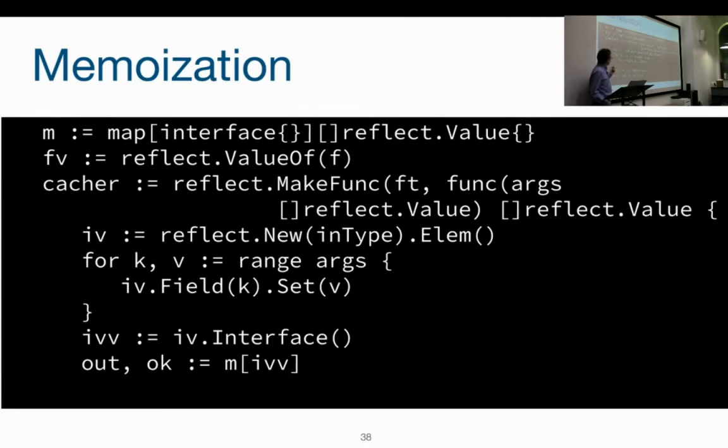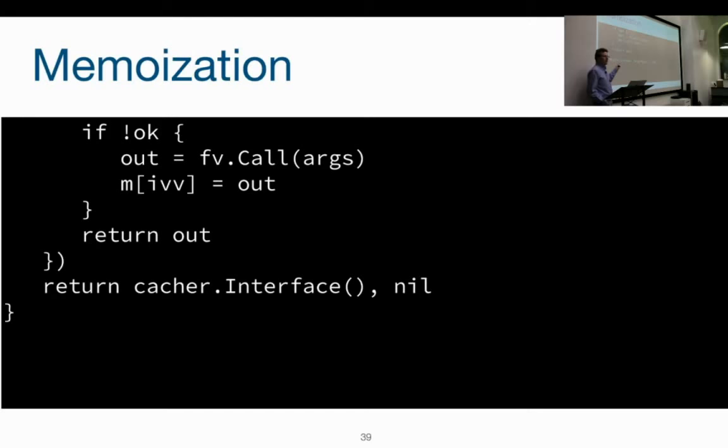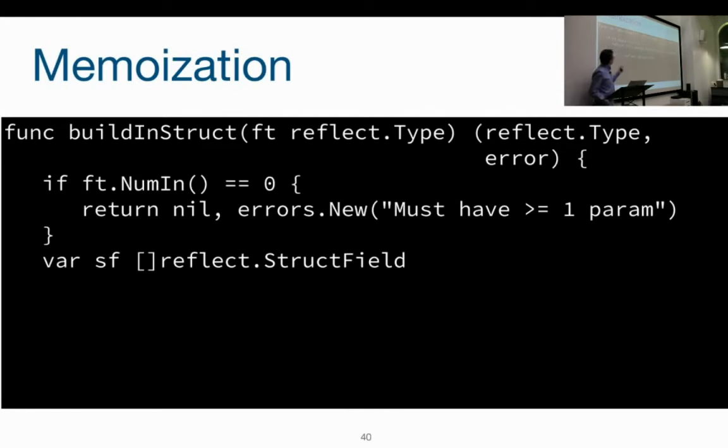And inside of our closure, we use our new type, generate an instance of it, and we walk over the arguments that were passed in, and we set all the fields on it to build our struct's fields up. And then we turn it into an empty interface right here, and we check our map to see if it's already in our map. If the output parameters are already there, we just use the comma-ok idiom and go. And if it's not there, we actually call the function and store the values in the map. And then from inside of our closure, we return the output values. And then we return back from the actual memoization function the interface that represents our generated function, and we're done.